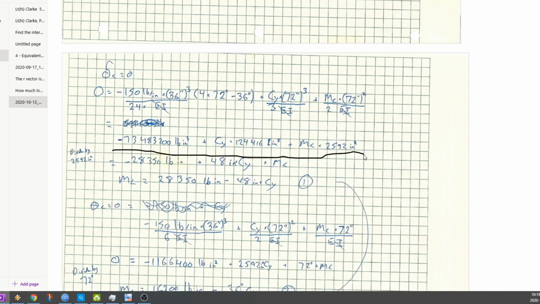Gives us this, which we can solve for the moment reaction at C in terms of the vertical reaction at C, so the vertical force reaction at C.